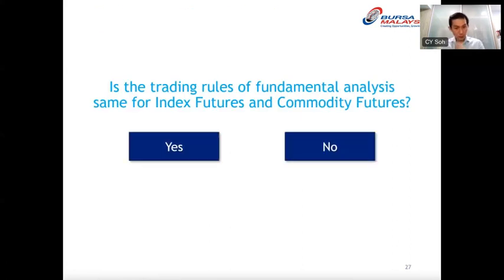Now, before we go into the last topic, here is another quick question for you to think about: are the trading rules for fundamental analysis for index futures and commodity futures the same or not? I believe if your answer to the earlier question is no, then most likely your answer to this question would be no as well, because different futures markets look at different fundamental factors, and therefore the strategies as well as the trading rules that you trade would definitely be different.